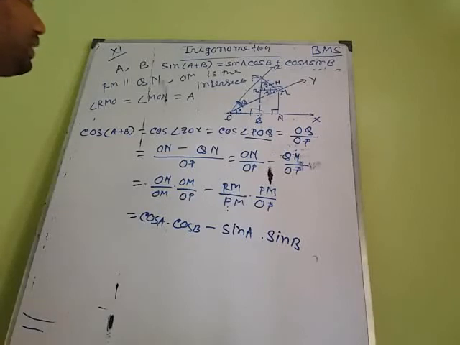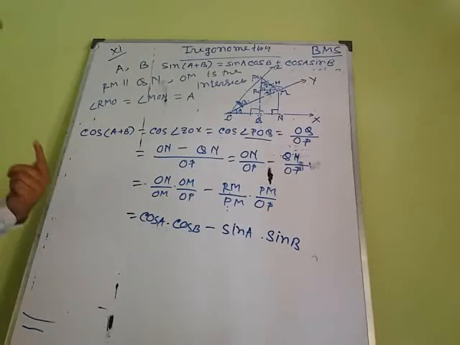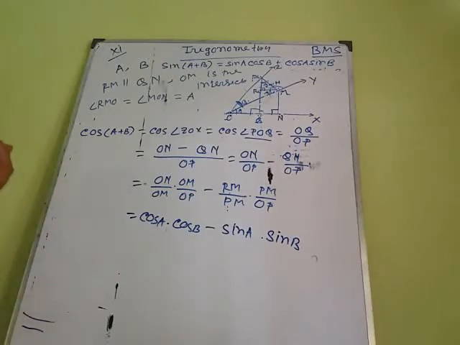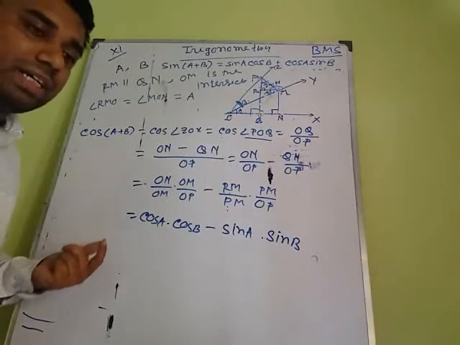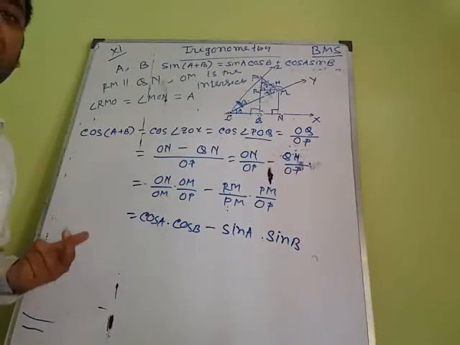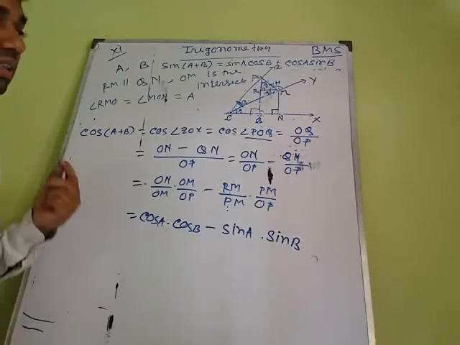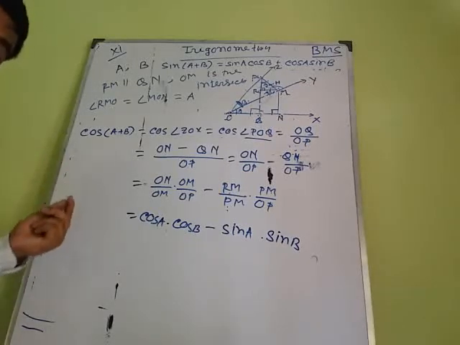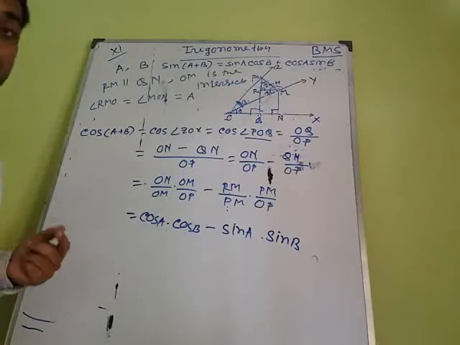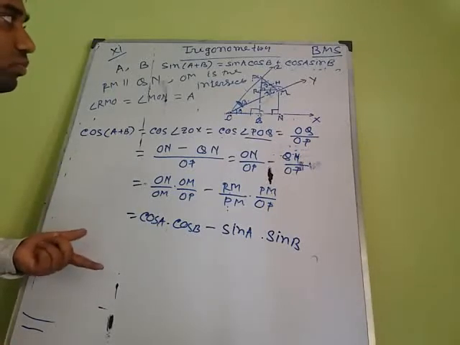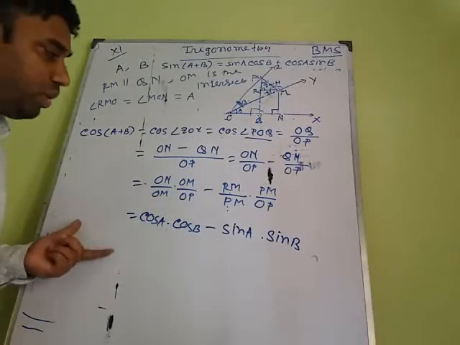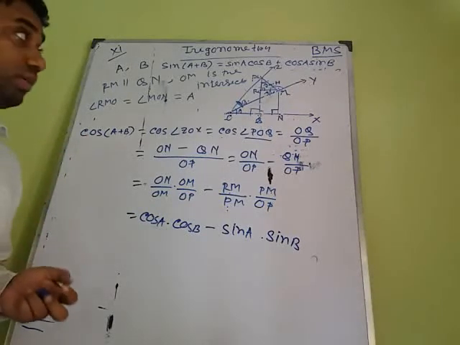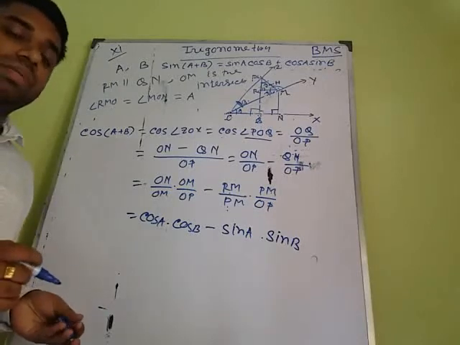Okay students, in this video we have proved two identities, cos A plus B and sin A plus B. Using these identities we will solve the questions of exercise 3.3, and these identities are very important. This will help you in the entire trigonometry. Okay, so students, practice it at home, and in the next video I will discuss sin A minus B and cos A minus B. Thank you.